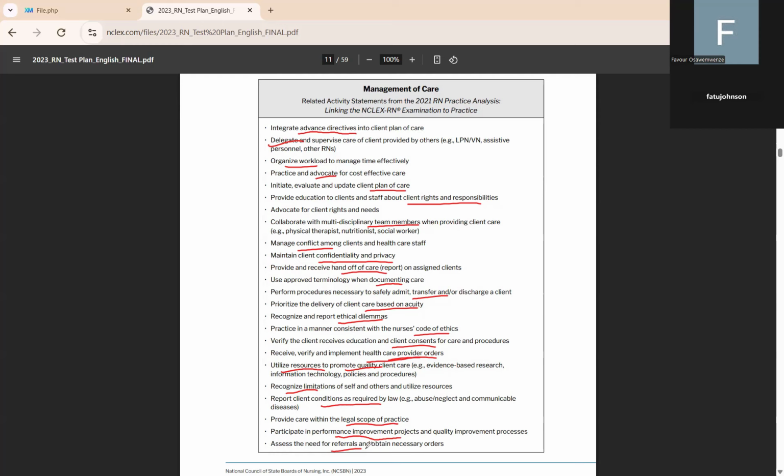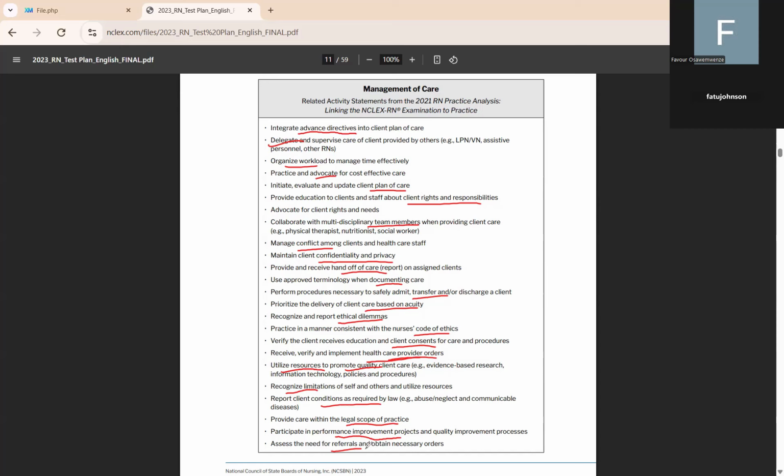Advanced directive, we have three types, right? Anybody can have an advanced directive, but advanced directive will be used only when the particular person cannot make decisions for themselves. Do you understand? Great. Anybody can have an advanced directive, but we use it when the patient cannot make decisions for themselves.